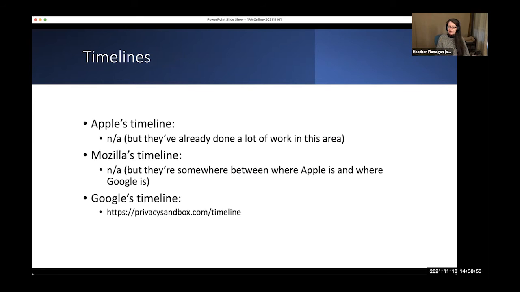Similarly, Mozilla, where are they? They don't have a published timeline that I was able to find, but they are somewhere between where Apple is and where Google is. They haven't done everything that Apple has, but they've done more than Google has. Google does actually have a published timeline that they update every month that's in their privacy sandbox space. And that's worth watching and keeping an eye on, because not all of the proposals that are on that page relate to the federated identity component of our show, but they do relate to privacy as Google perceives it. And so that's worth looking at.